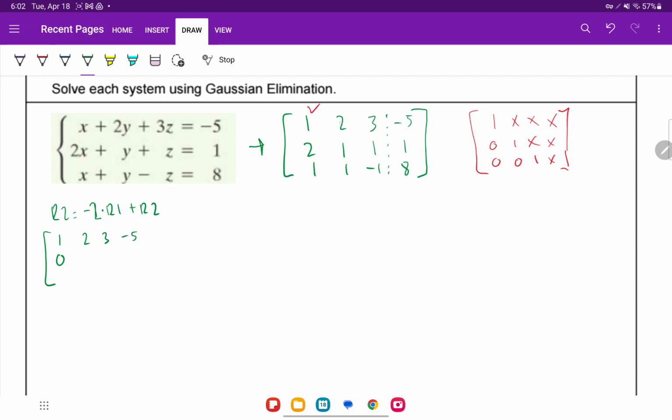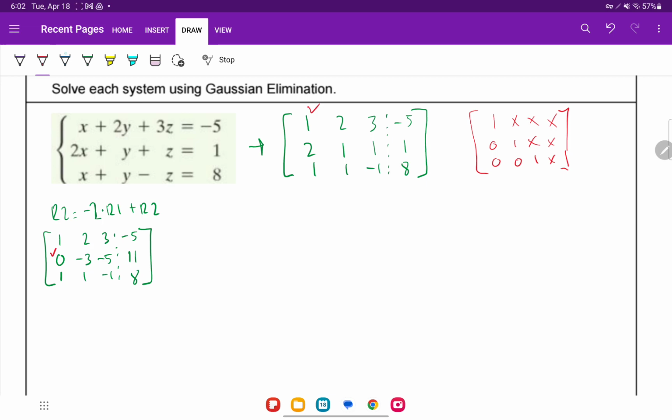Then we have -2 times 2 is -4. -4 plus 1 is -3. And then 3 times -2 is -6. -6 plus 1 is -5. And then we have -5 times -2 is 10. 10 plus 1 is 11. And now we're going to rewrite row 3 because we didn't do anything to it. All right, and we got that as a 0. So that was our goal right there.